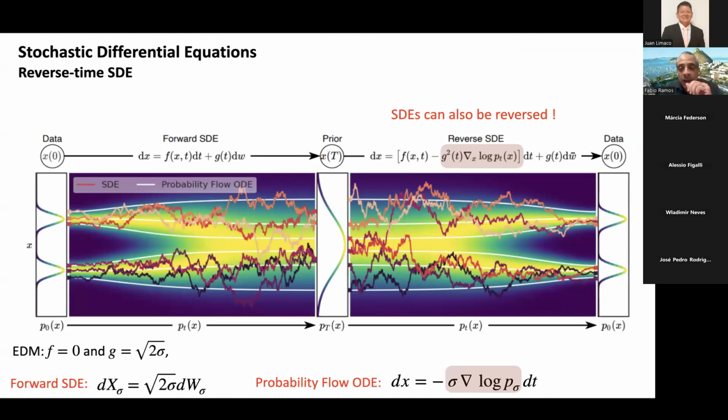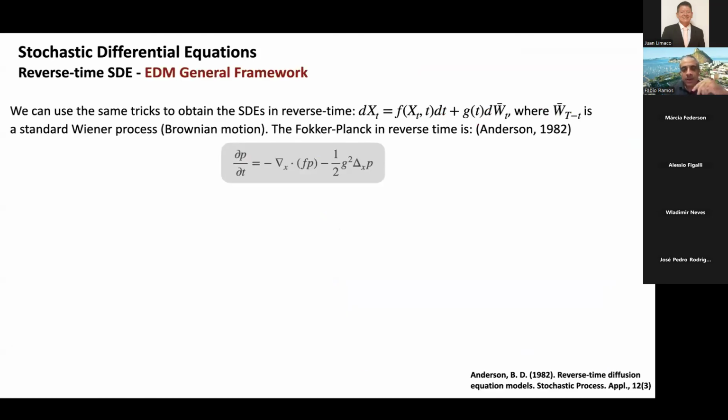One more thing, SDEs can also be reversed. So given this SDE, this diffusive SDE, I have a reverse SDE given by this equation, right? So it's more general, right? This is a result by Anderson, 1982, in this stochastic process. And the Fokker-Planck, so given an SDE, right, the SDE reverse time can be written like this, where this W bar is the standard Wiener process, but you have to do this trick. And then you have a Fokker-Planck in reverse time.